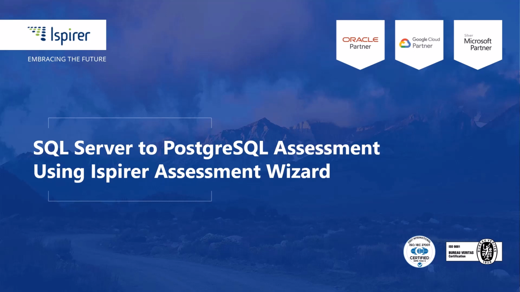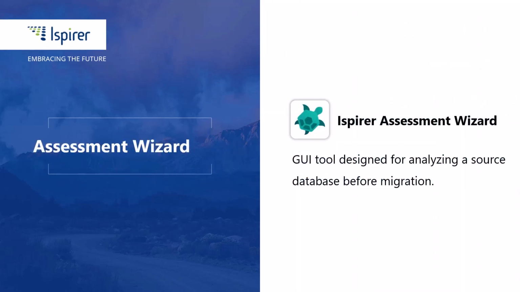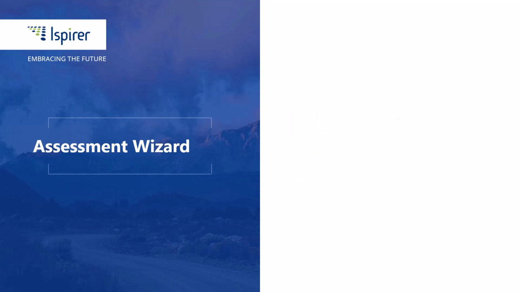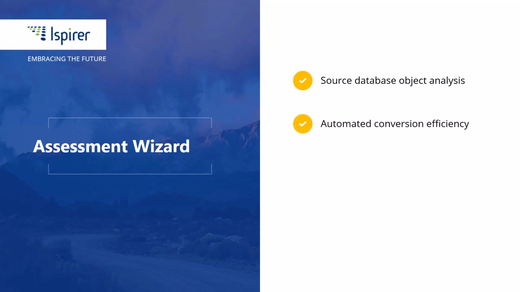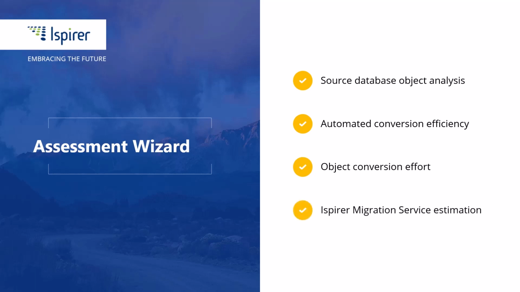The tool is designed to analyze a source database before a migration to a new database management system. It provides a comprehensive analysis of the objects selected in the source database, estimates the expected efficiency of automated conversion with Ispirer Toolkit and the overall effort needed to convert those objects. In addition, the software demonstrates an approximate estimation of Ispirer migration service.